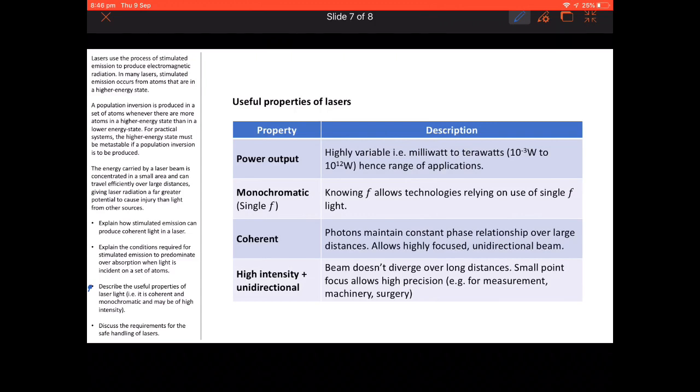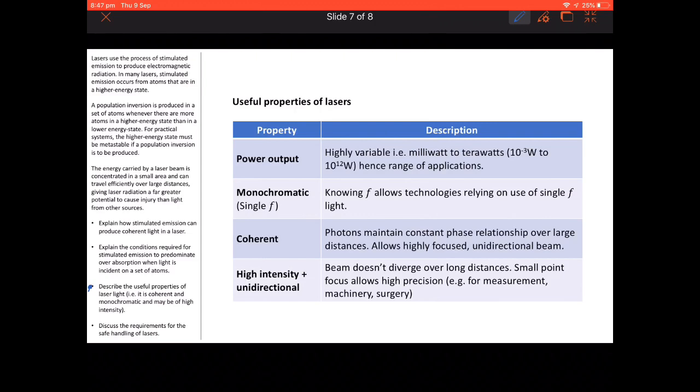Laser light is monochromatic, so just a reminder that means that it's comprised of a single frequency. And knowing this frequency allows for technologies that rely on the use of a single frequency of light. So if you've got a situation where you do need a single frequency, then lasers are perfect for this.